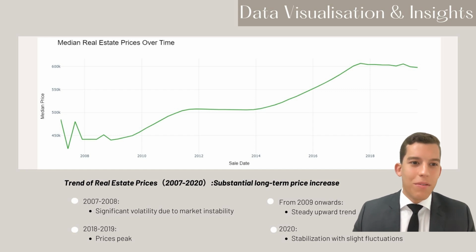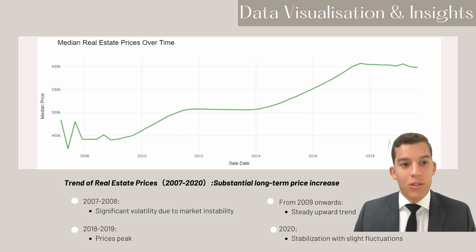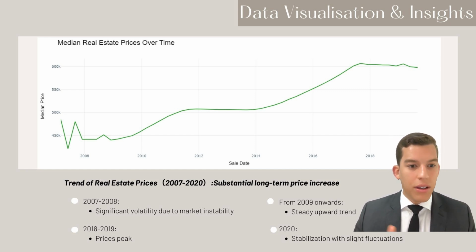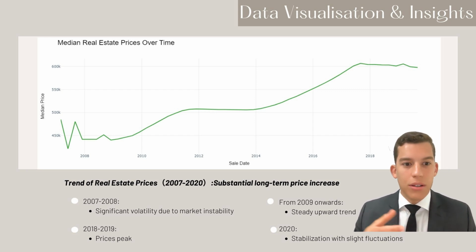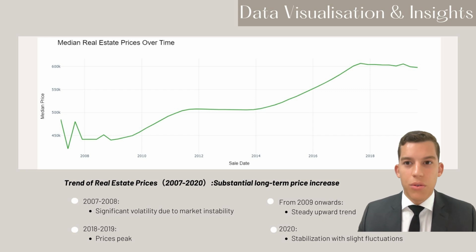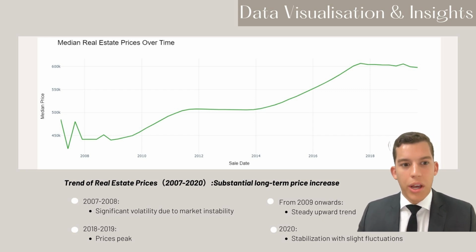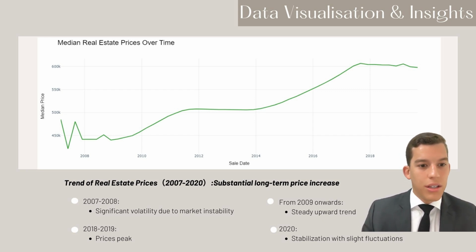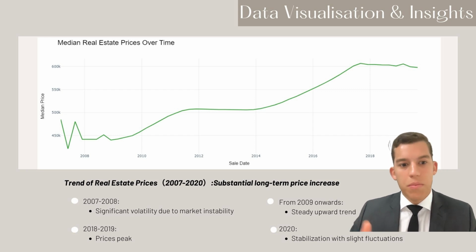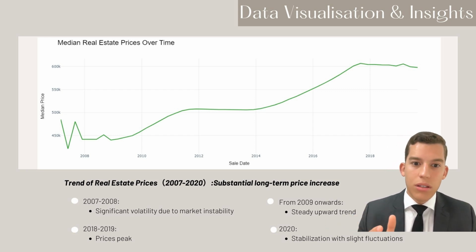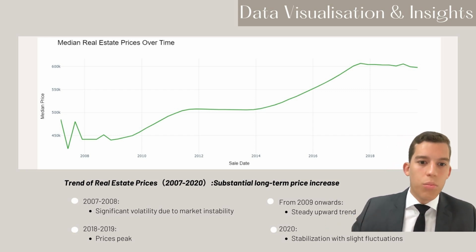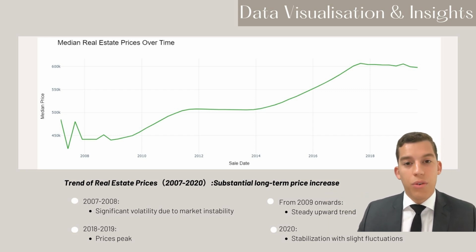As well, when we look at the real estate median prices over time, we see significant volatility due to market instability throughout 2007 to 2008, which most likely had to do with the financial crisis of '08. Nevertheless, from 2009 onwards, there's a steady upward trend in the real estate market, with prices peaking from 2018 to 2019. That's why we believe that from 2020, there's going to be stabilization with slight fluctuations.